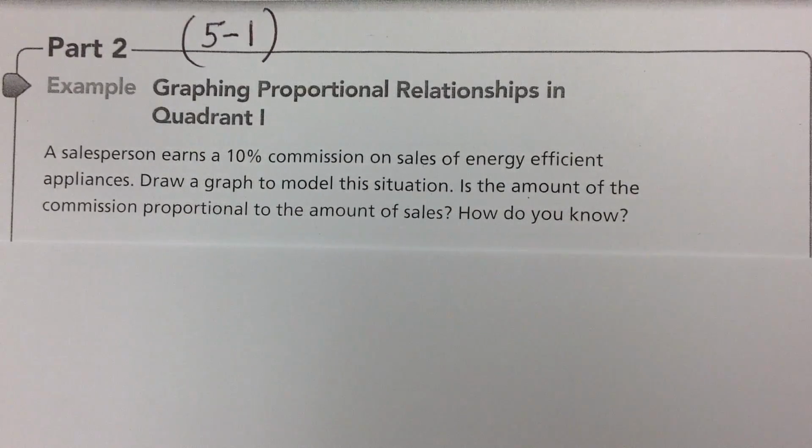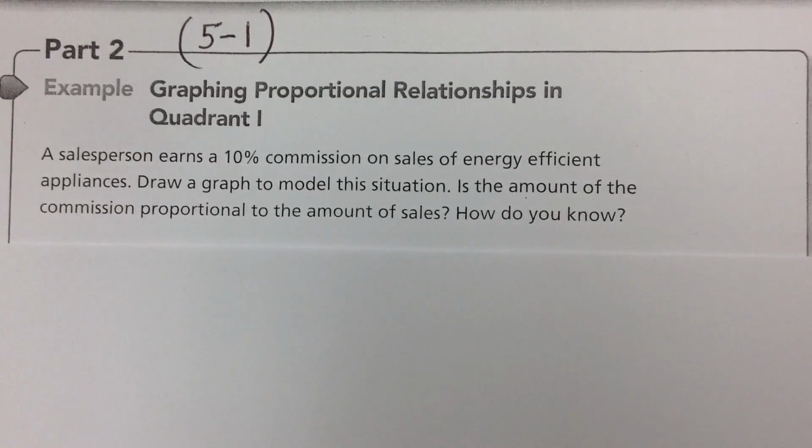Topic 5-1, Part 2, Graphing Proportional Relationships in Quadrant 1. A salesperson earns a 10% commission on sales of energy-efficient appliances. Draw a graph to model this situation. Is the amount of the commission proportional to the amount of sales? How do you know? So the first thing I want to do is make a table.